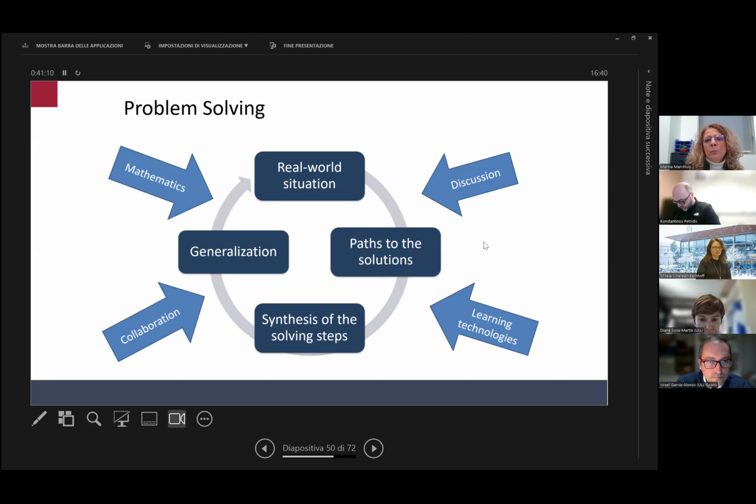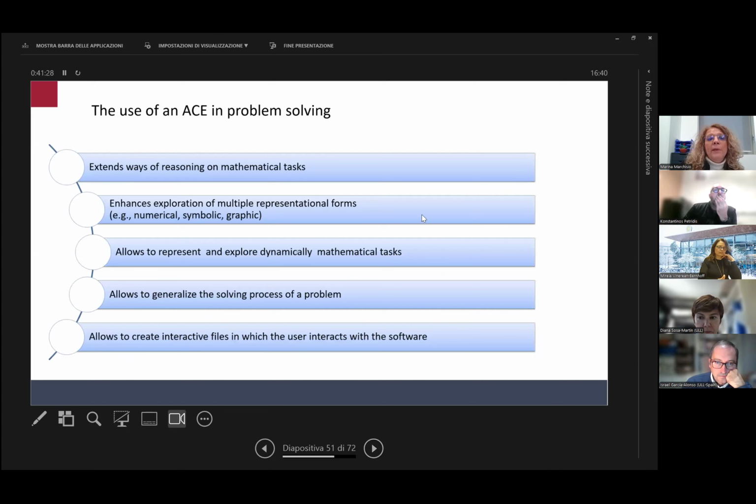To have an advanced computer environment is very important when I discuss and when I try to find the right strategy in order to solve the problems. And also it's very important in the phase of the generalization. Why? Because if I use an advanced computer environment, I can extend ways of reasoning on mathematical tasks. I can enhance the exploration using different representations, and I can use interactive components in order to explore in a dynamic way. And I can use parameters in order to generalize the solving process of a problem.